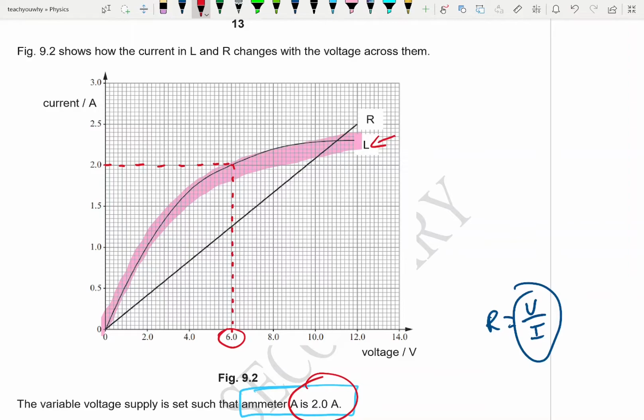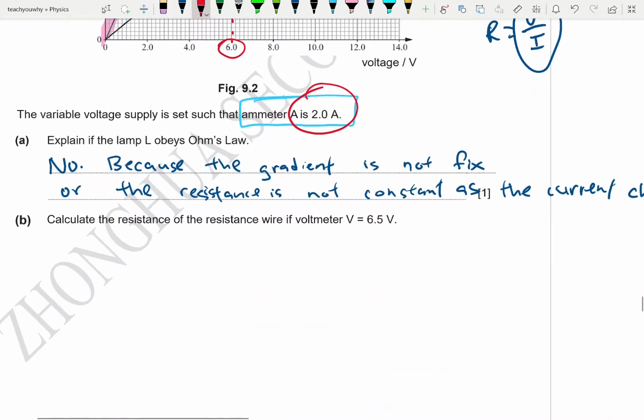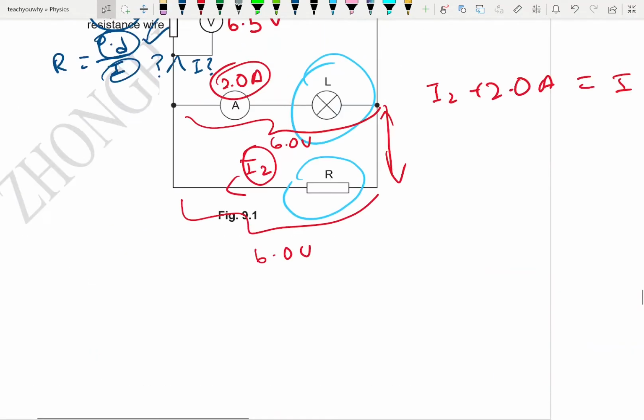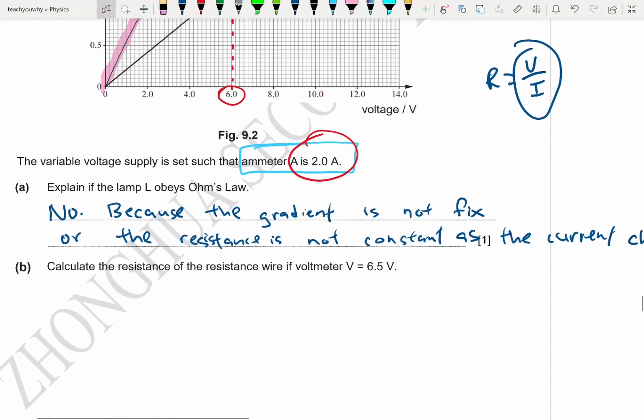So we trace up, we go across, and we realize that this is 1.25, which means the current at R is equal to 1.25. Therefore, we will say that the current across R is 1.25 ampere.